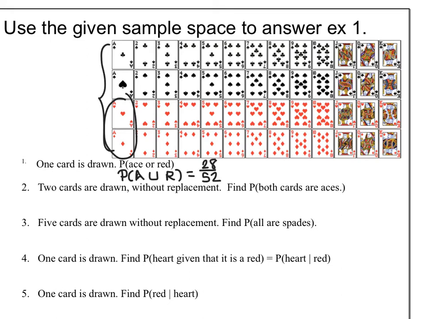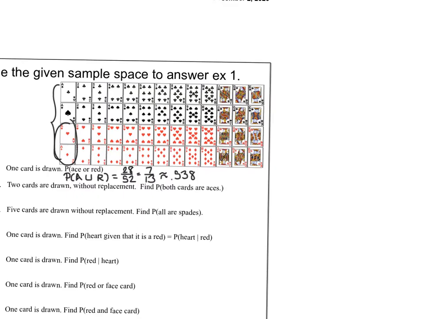So that's as a fraction, which we can reduce to 7 out of 13, which as a decimal would be approximately 0.538. Now, we're going to be talking about the general addition rule here in a second. These are not what we call mutually exclusive events, so we can't just add them. But we can add them if we remember to subtract the overlap.